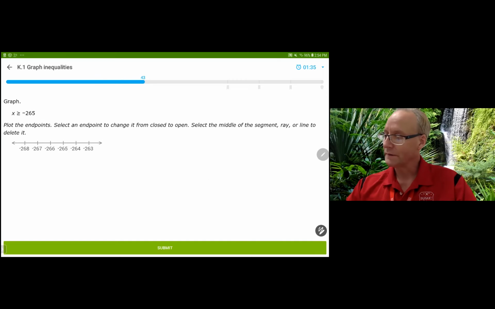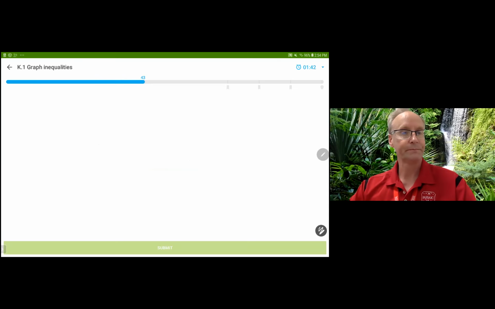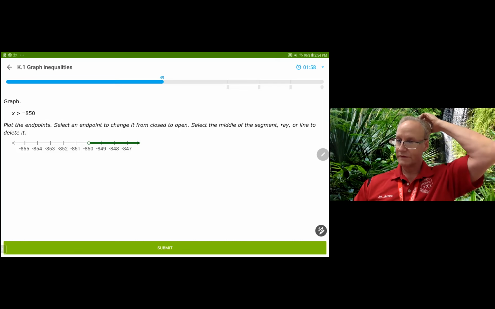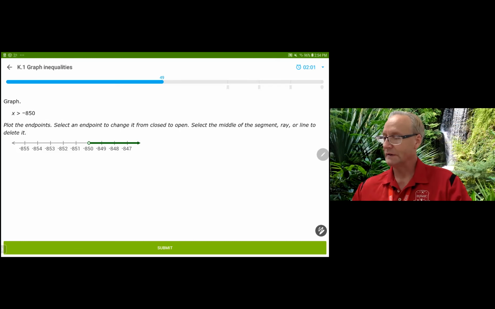And x is greater than or equal to -265. And it's greater than or equal to, so it has to be included. We don't include the end point this time. We're going to go to -850. We want everything larger than that. But don't forget that you can't include the -850. The reason that we have to do this is because -849 is included, but -849.9 is also included. And it would be impossible to tell if it was included or not if we didn't do that.